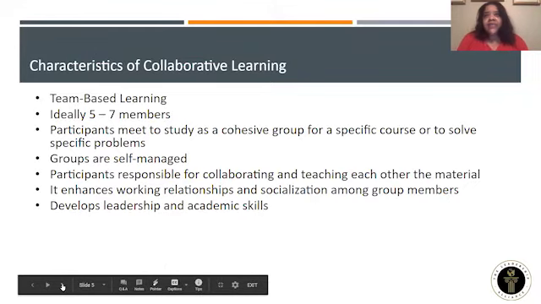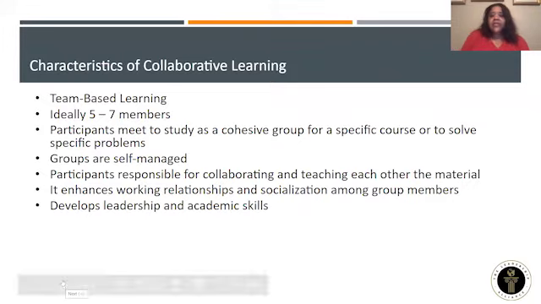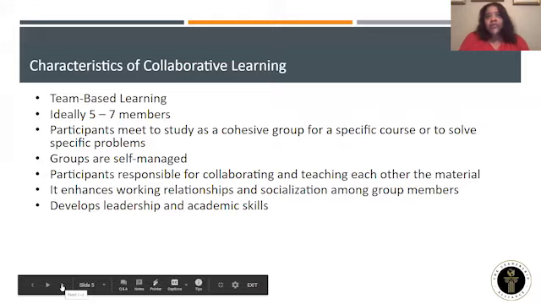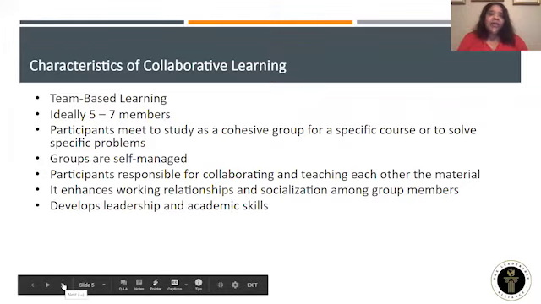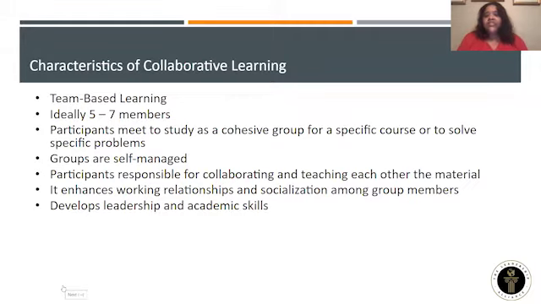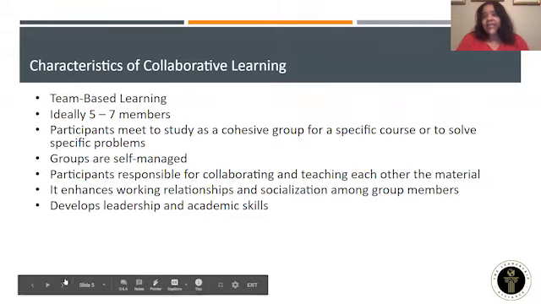Usually it's 5 to 7 members, although many of my students like working in smaller groups. You meet for a specific course. You may be meeting for your laboratory. You self-manage yourself with different types of tools that you may use to help bring the group together. And you're responsible for collaborating and teaching each other what's happening in the group. We believe that collaborative learning enhances working relationships and socialization among the group members. It also develops your leadership and academic skills.